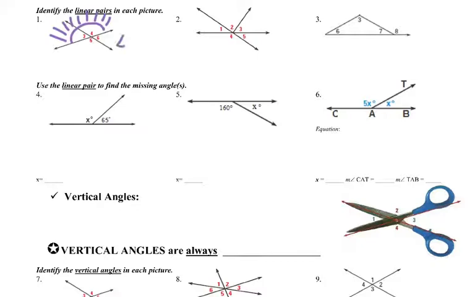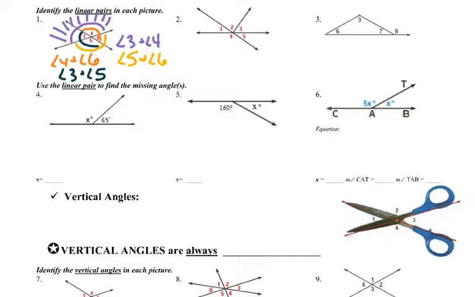So I might say angle 3 and angle 4 make a linear pair. Similarly, angle 5 and angle 6 make a linear pair. Do you see any others? You're right, I can go this way and say angle 4 and angle 6 make a linear pair, and then angle 3 and angle 5 make a linear pair. So in this picture, when you have an X, you'll always get 4 linear pairs.